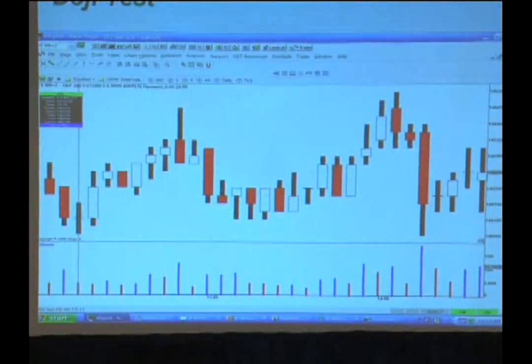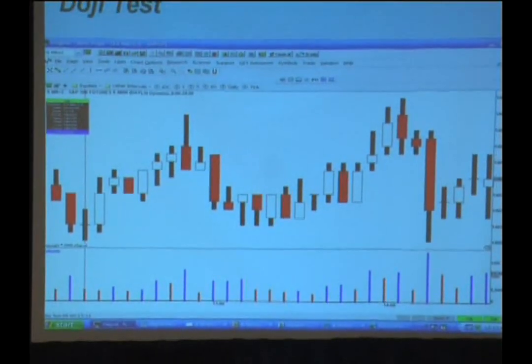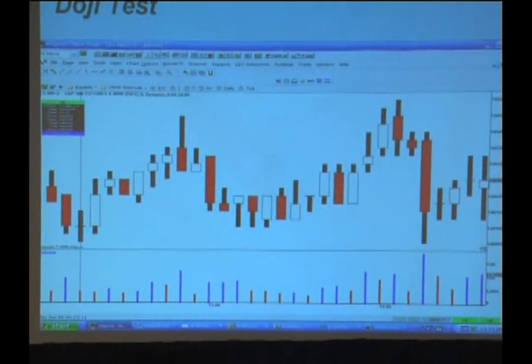You're not always just going to have moves that go like that. But if you look, 1401 is the close, we went up to a high of about, it looks like, 1404.50. So 3.5 points in 30 minutes. A lot of people would be real happy to have just a day of 3.5 points, especially if you're trading multiple contracts.